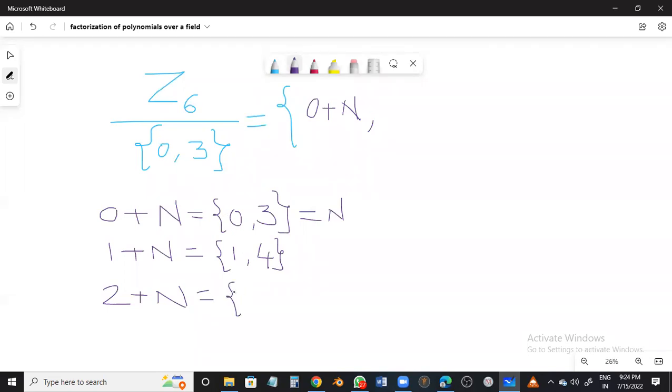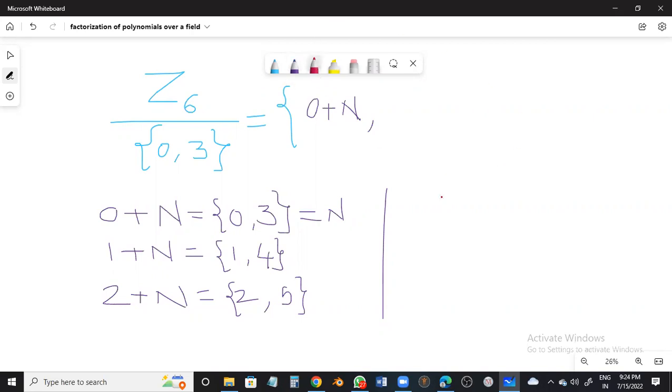2 plus 0 is 2, plus 0.5 is 2.5. Yes, very good. All the elements of Z6, are they covered? Yes, I think so: 0, 1, 2, 3, 4, 5. All the elements of Z6 are covered. So I can stop here itself. These are the only 3.